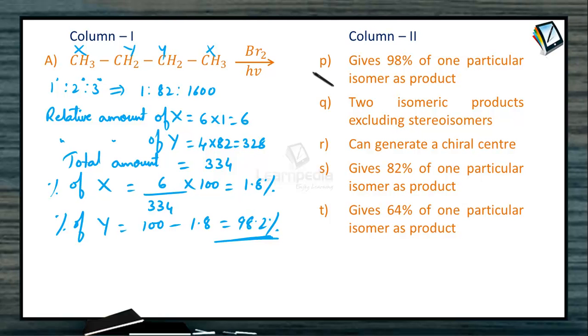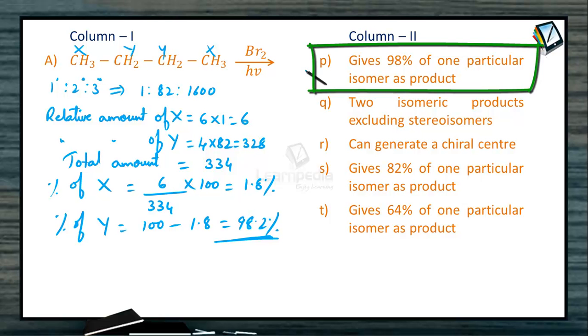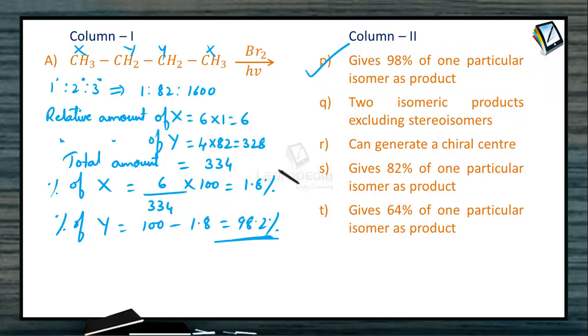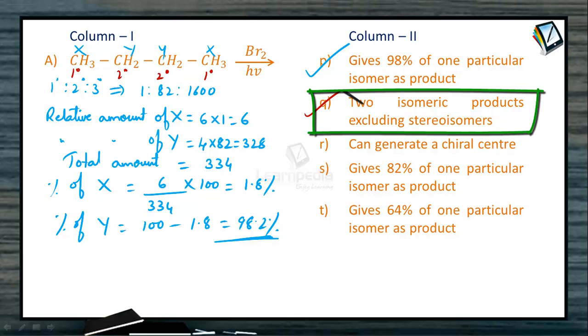So definitely our answer should contain the point P of column 2. Let's check out whether this can form two isomeric products excluding stereoisomers. Definitely possible, isn't it? Because here we have primary hydrogens and secondary hydrogens. As only two different types of hydrogens are present, that is the reason why two isomeric products are possible. So our option should definitely contain Q also.